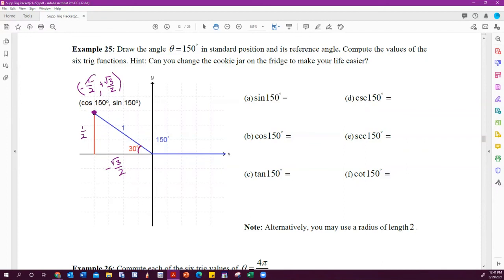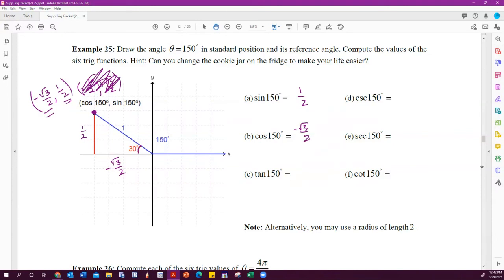Oh no, I reversed the coordinate sign, sorry. The x is negative rad 3 over 2. The y is 1/2. My apologies there. Okay, 1/2 is the y, negative rad 3 over 2 is the x. So when I now ask for the sine of 150, sine of 150 is the y coordinate. Cosine of 150 is the x coordinate.